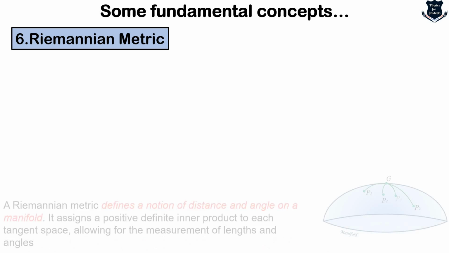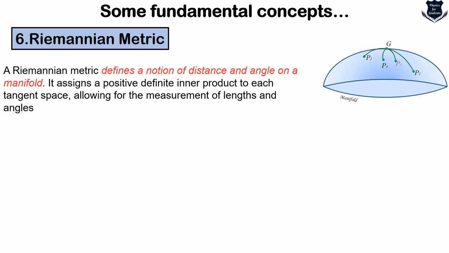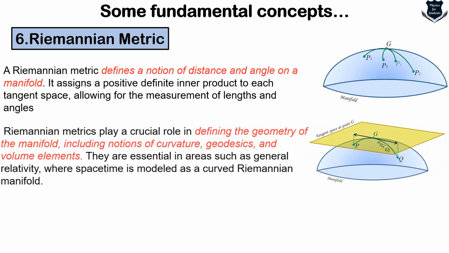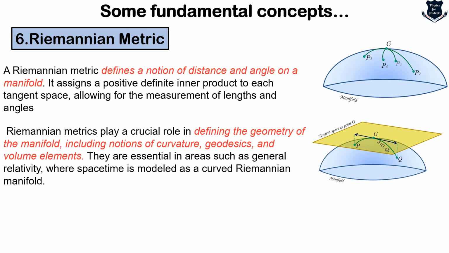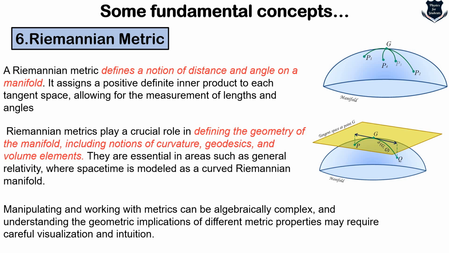The sixth, and I would say a little bit advanced, topic is what is called the Riemannian metric, and it defines the notion of distance and angle on a manifold. I'm not going too much into that, because then I would have to talk about Riemannian manifolds. But the Riemannian metric is a very fundamental concept, and it plays a crucial role in defining the geometry of a manifold, which includes curvature, geodesics, and importantly volume elements. Manipulating and working with metrics can be algebraically complex, and understanding the geometric implications of different metric properties requires visualization and intuition. So you need to have an understanding of the Riemannian metric.